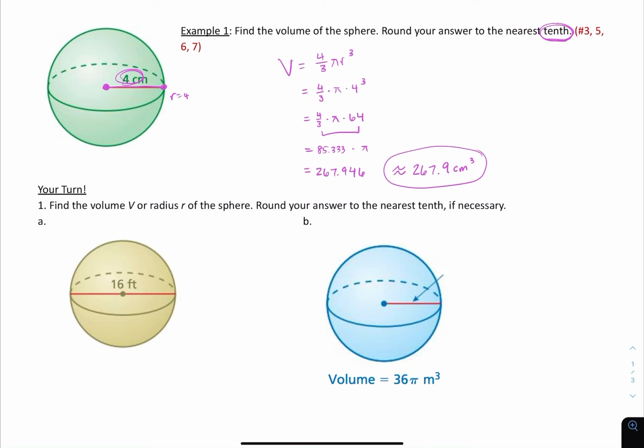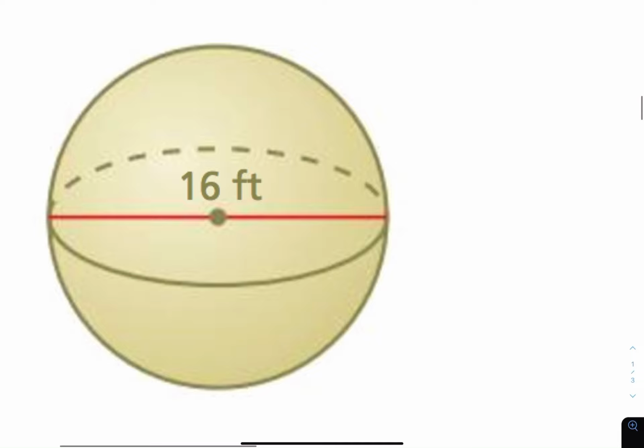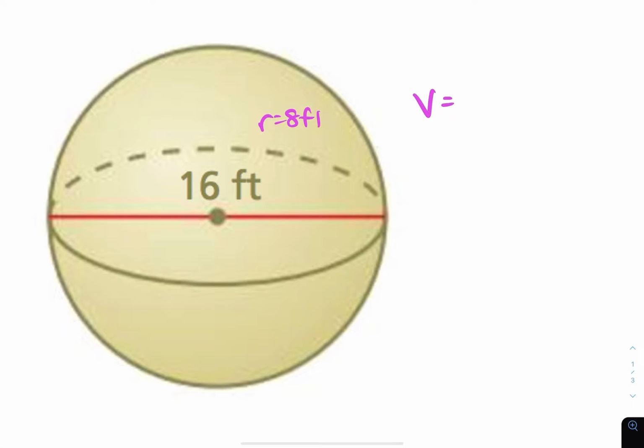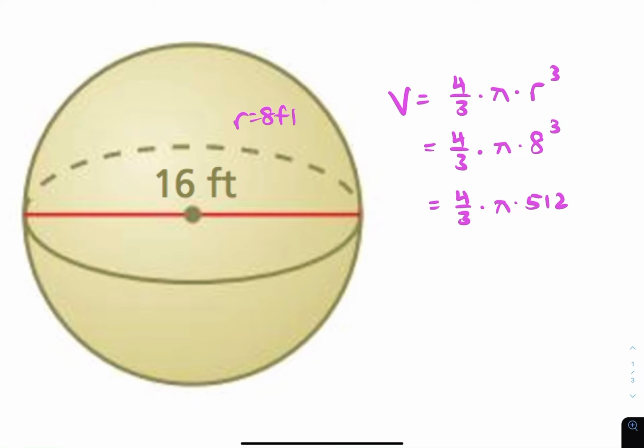Okay, 1A, remember, radius is going to be half of your center line, but in this case, the entire thing is 16, so r is actually going to be equal 8 feet, right? So V equals 4/3 times pi times r cubed. If you made a mistake here, you'll probably use 16 instead of 8. Remember, you have to use half of it. And if you do 8 to the power of 3, you get 512.